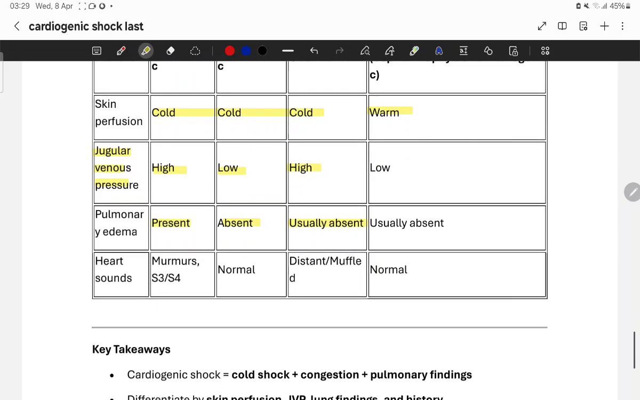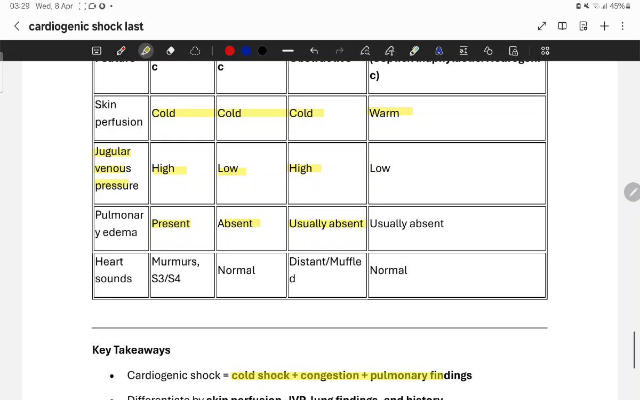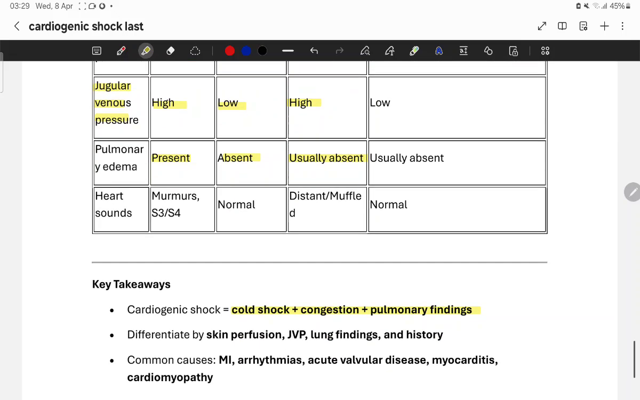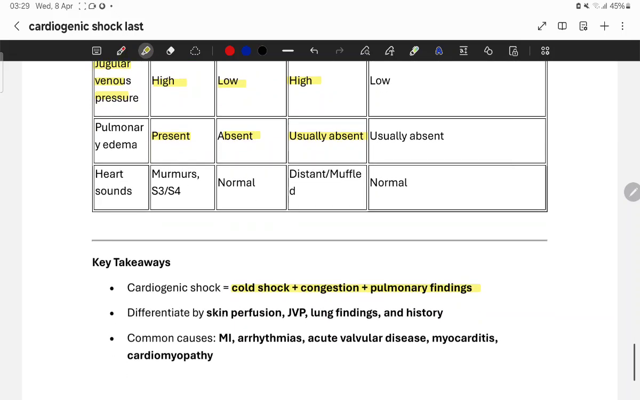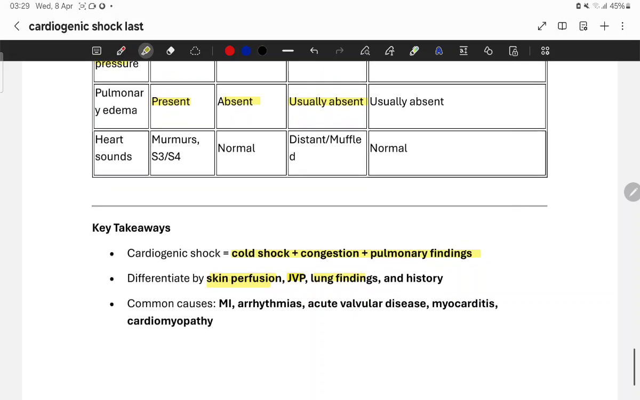So a cardiogenic shock is a cold shock with congestion and pulmonary findings, differentiated by skin perfusion, as we said, cold, jugular venous pressure high, lung findings, and history. Common causes are MI, arrhythmias, acute valvular disease, and myocarditis and cardiomyopathy.